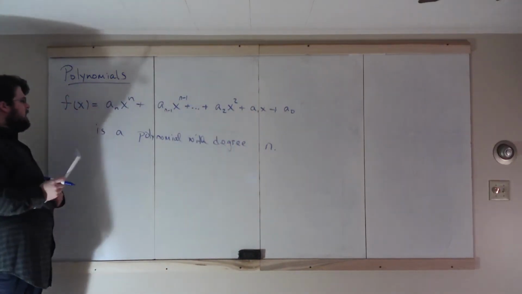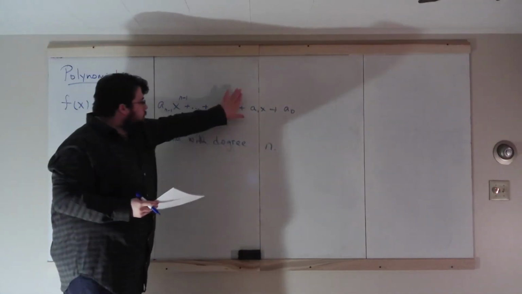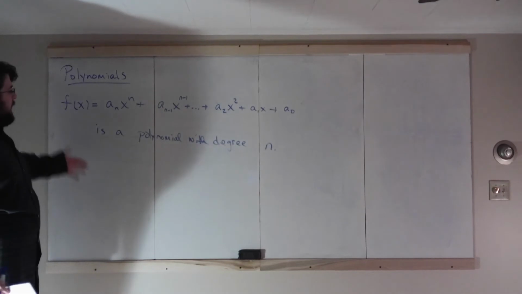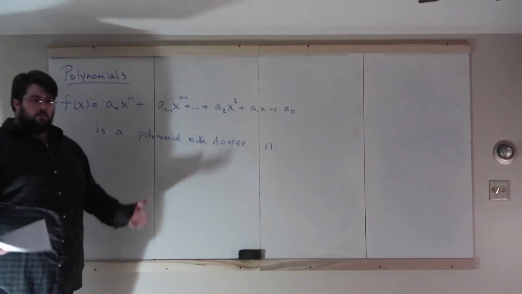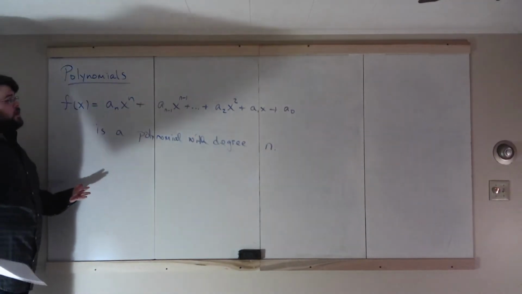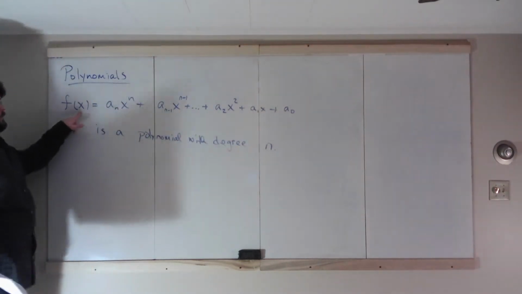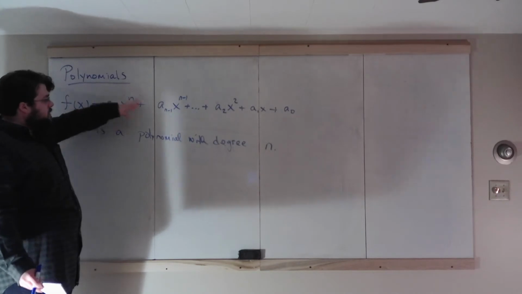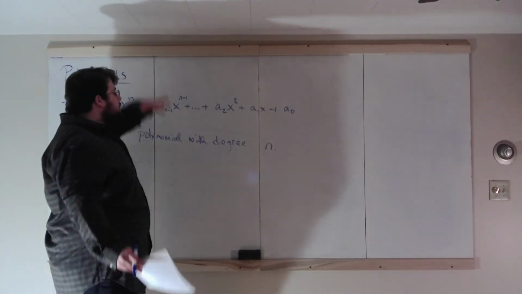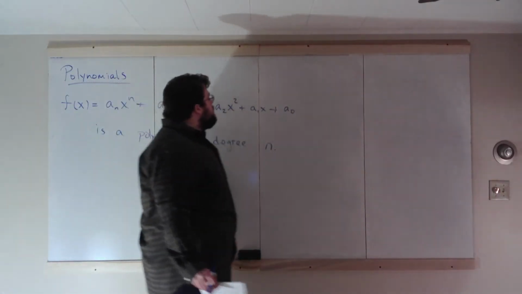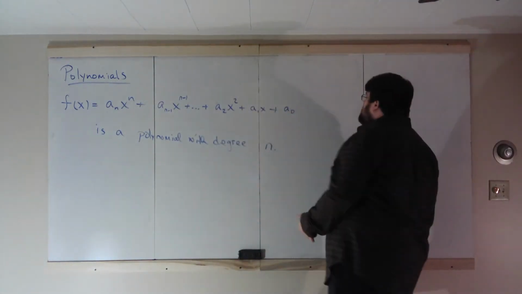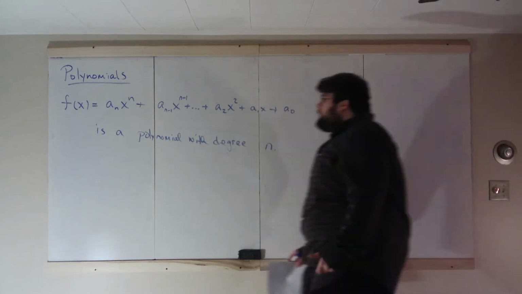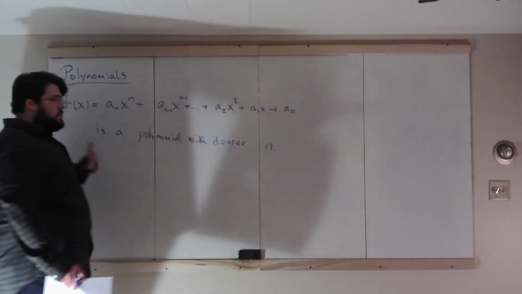So what we have here, notice, let's say first, these a values, a_(n-1), and so on, are all coefficients. They're all real numbers. X here, notice, is our variable. So a polynomial is number times x to something plus number times x to something else, and so on, down to number times x plus another number, is a polynomial with degree n meaning the largest non-zero term.